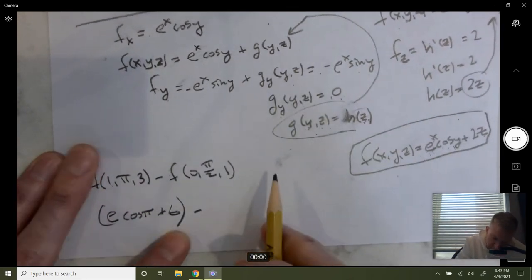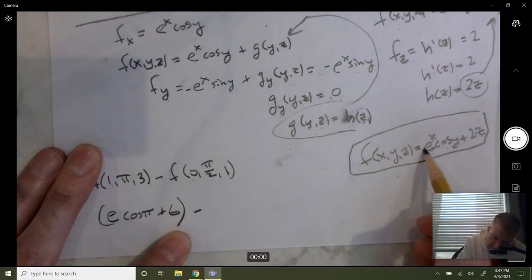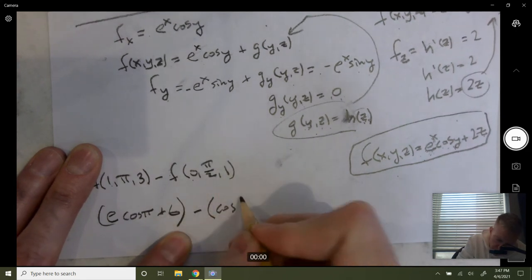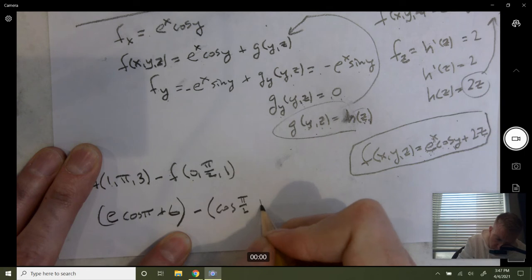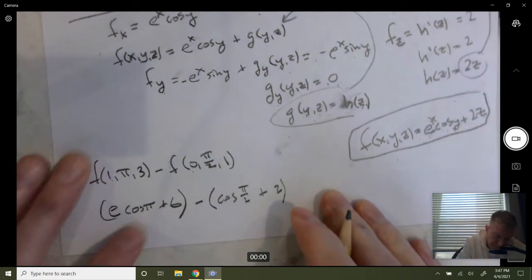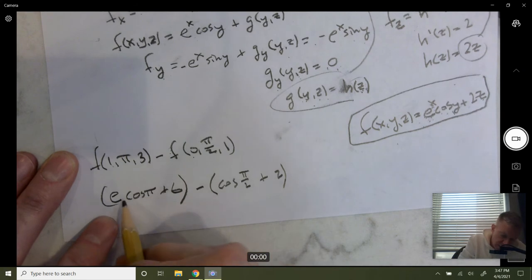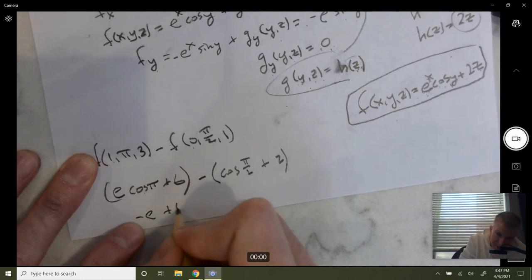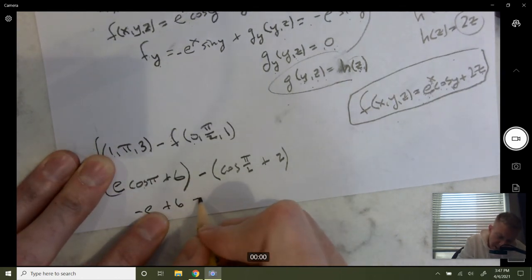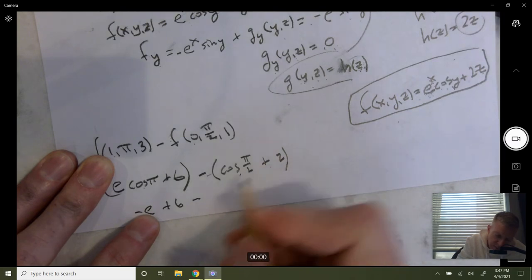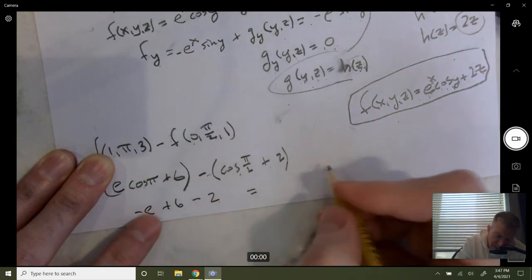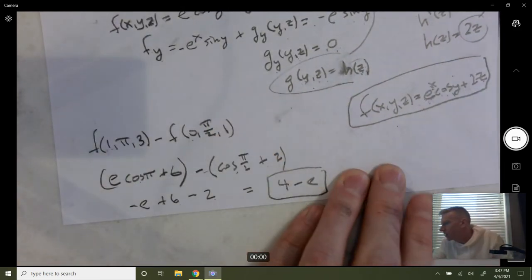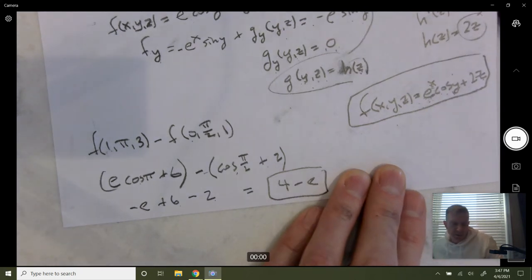then minus, plug in a 0 for x, I'm going to get e to the 0, which is 1, cosine of pi over 2 plus 2 times 1. Okay, so that's e times cosine of pi, so that's negative e plus 6. And then I get minus cosine of pi over 2 is 0, so minus 2. And I get 6 minus 2, 4 minus e. Okay, that was an interesting problem, 4 minus e, which is correct.